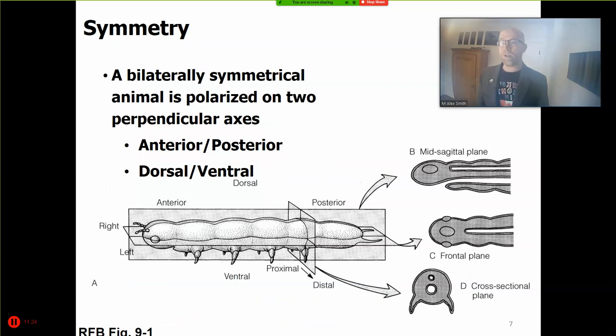So this is polarized on two perpendicular axes. If we're looking at this sagittal plane, you can see the diagram at the top, and the cross-section is this slice here at the bottom. The last slide was from your Brusca text. This image is from the older text, just to give you two different ways to imagine what is probably intuitively familiar to you.